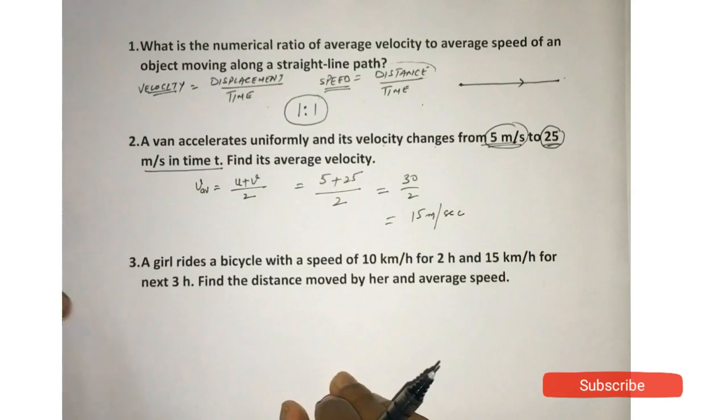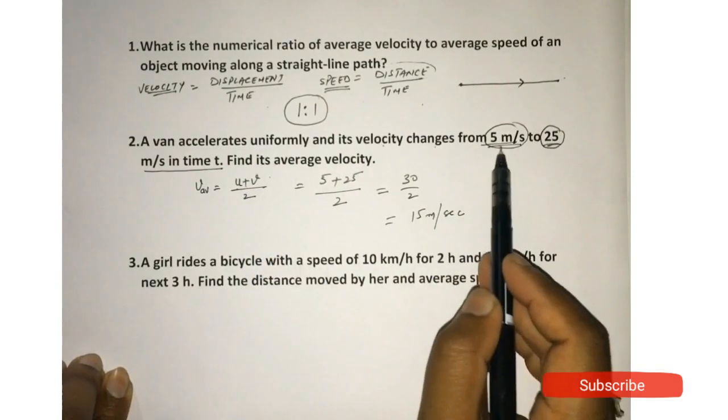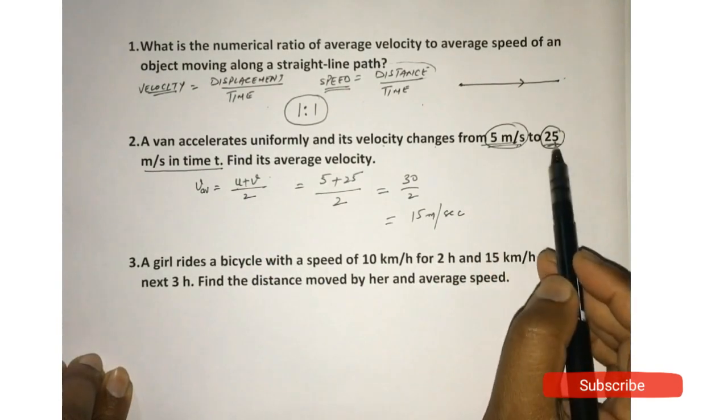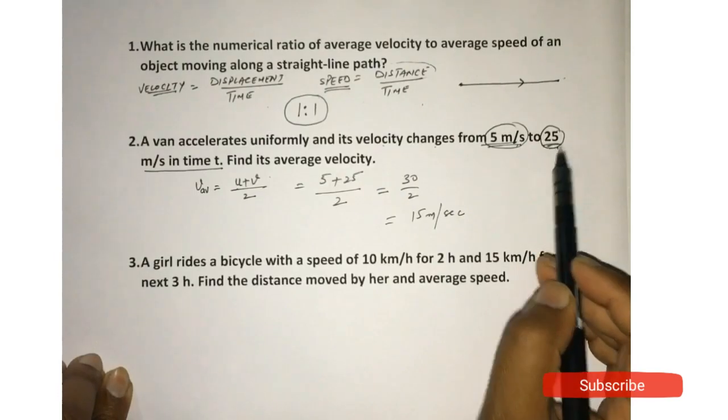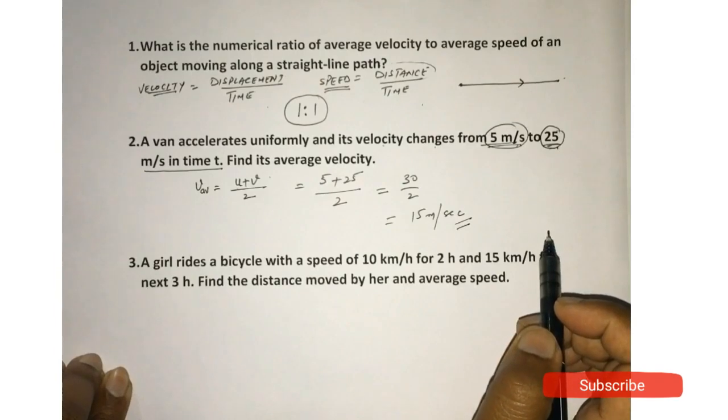second. Clear? I am repeating again. Average velocity is the arithmetic mean of the initial and the final velocity. Initial velocity is 5 meter per second, final is 25 meter per second. So the mean becomes 15 meter per second.